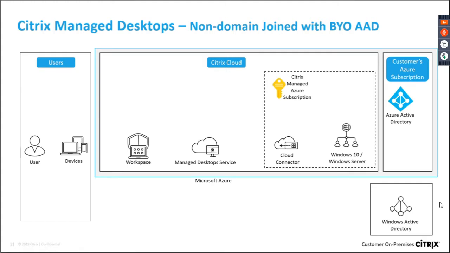The third option: if we have our on-premises Active Directory with some users on-premises and other users on the cloud Active Directory, which are synced with each other, and we need the user to leverage both the on-prem and the Azure. How does it work? Simply, the Windows Active Directory on-premises will be syncing with the Azure Active Directory. The user will be logging in via his workspace agent. The workspace agent will be authenticating with the Azure Active Directory, giving him access to the managed desktop services, which is the CMD, connected to the Citrix Managed Azure subscription, which is the cloud connector that we talked about, and he will be easily accessing Windows 10 or Windows servers.